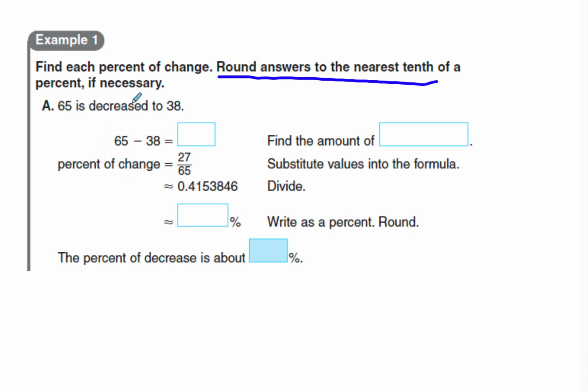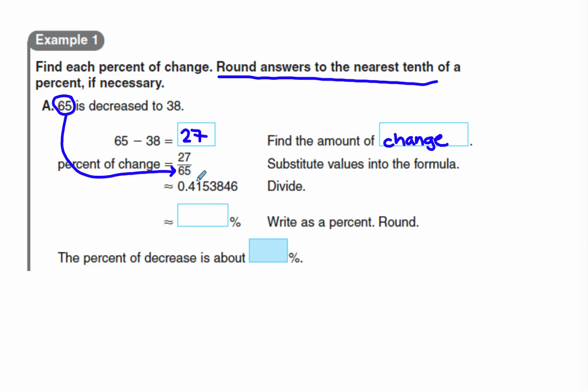First problem, 65 is decreased to 38. First thing we do is subtract. That tells us the amount of change. And we always subtract in a way that gives us a positive answer. So 65 minus 38 is 27. Then we need to divide by the original. Our original number is 65. It's the first one listed. That is what we are dividing by. So our amount of change, 27, divided by our original, 65.